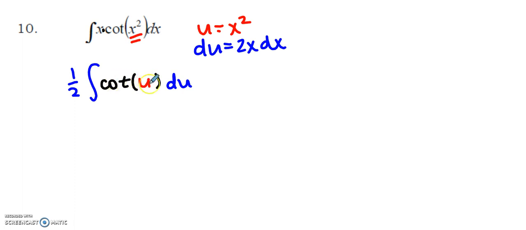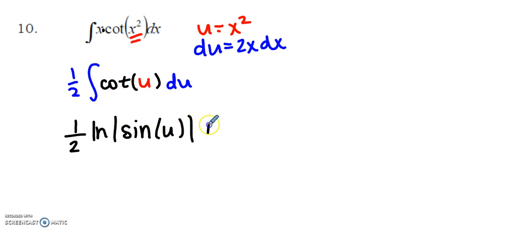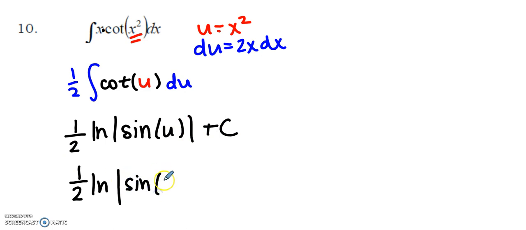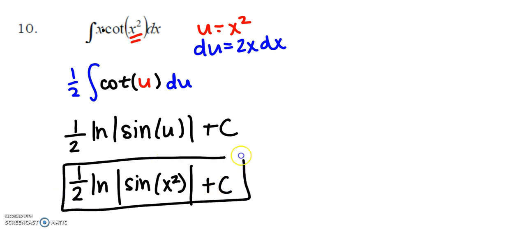And now from here, I can use my quote-unquote memorized fact: 1 over 2, the antiderivative of cotangent is the natural log of the sine of u plus c. Going back and replacing my u value. This would be my final answer.